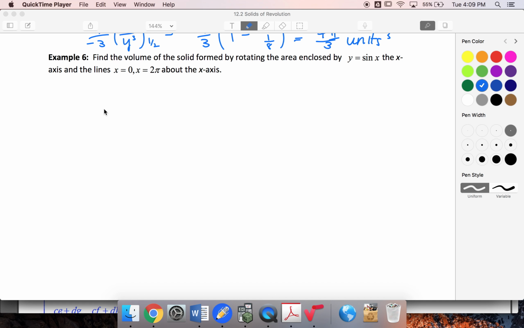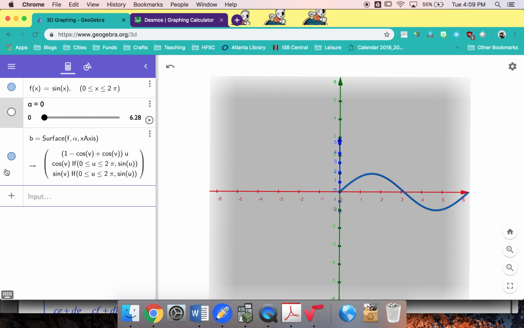All right, this time we're thinking about finding this solid, rotating the area enclosed by sine x and the x-axis, from 0 to 2 pi around the x-axis. So I've gone and sketched this in GeoGebra again so that I can show you what happens when we make this solid. So I know that from 0 to pi, sine is positive. From pi to 2 pi, sine is negative. But that doesn't actually matter as I rotate it because I'm going all the way around the axis.